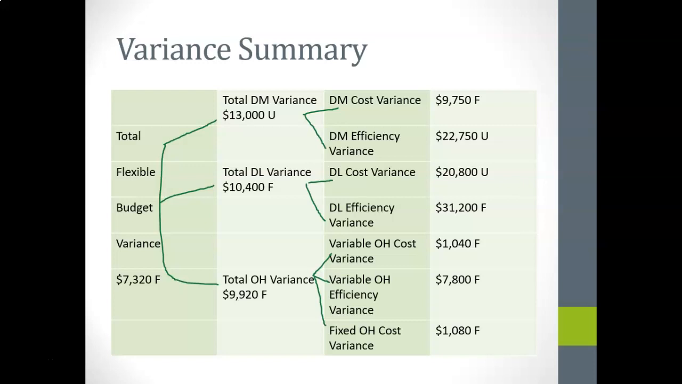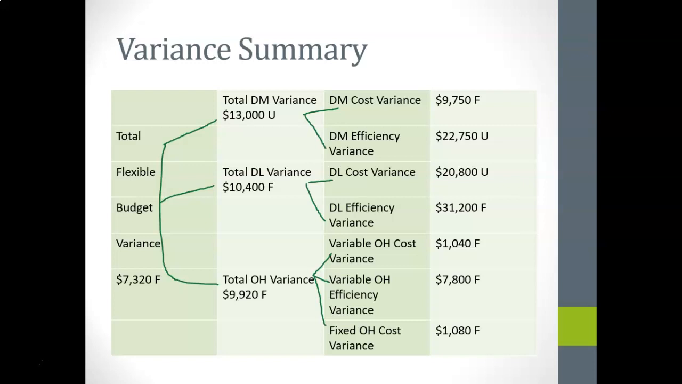Going back to the right, we had a variable overhead cost variance, which we did in this slideshow, of $1,040 favorable. We had a variable overhead efficiency variance of $7,800 favorable. And we had a fixed overhead variance of $1,080 favorable. Those three are all favorable. We add them all together and we get $99.20 favorable total overhead variance that includes variable and fixed.